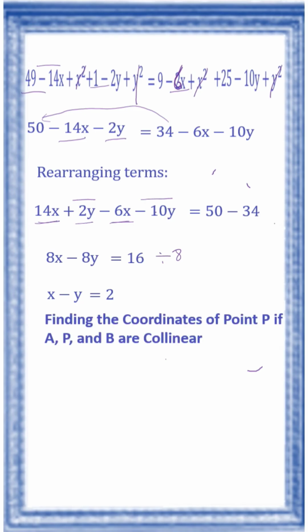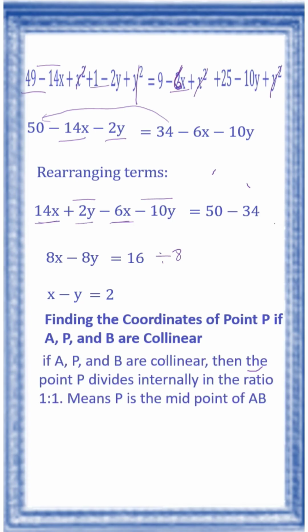This is the relationship between x and y and the constant. Now let us find the coordinates of P if A, P and B are collinear. If A, P and B are collinear, then the point P divides internally in the ratio 1 is to 1, meaning P is the midpoint of AB. They have already given PA is equal to PB. So P is the midpoint of AB.